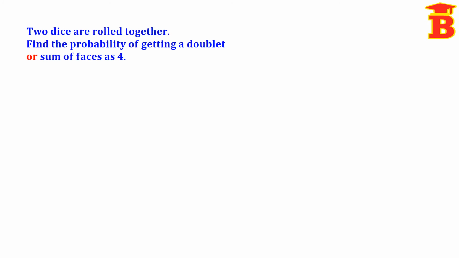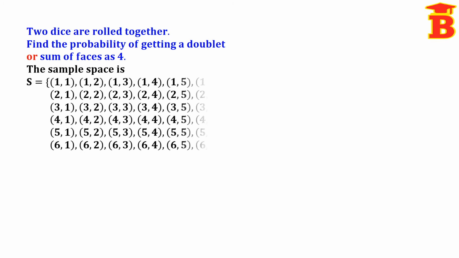Similarly, let us see another sum. 2 dice are rolled together. Find the probability of getting a doublet or sum of faces as 4. See the question, we have or. So we have to use A union B formula. Here 2 dice, so we have to write the sample space from 1, 1, 1, 2, etc. up to 6, 6. So there are 36 possibilities. We write n of S equal to 36.